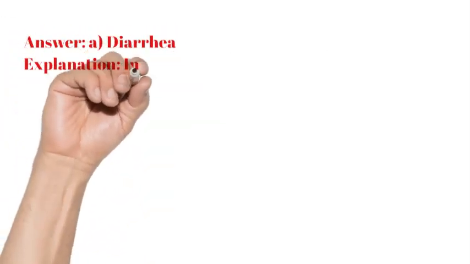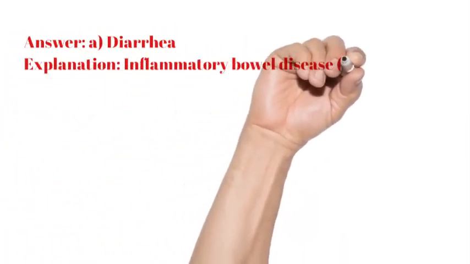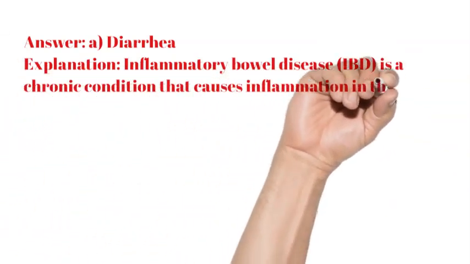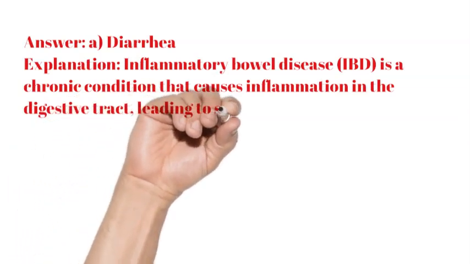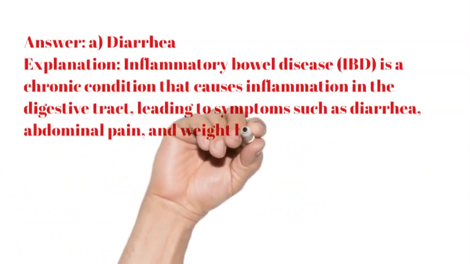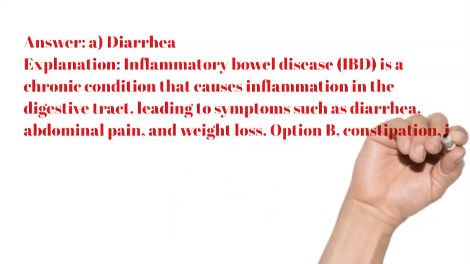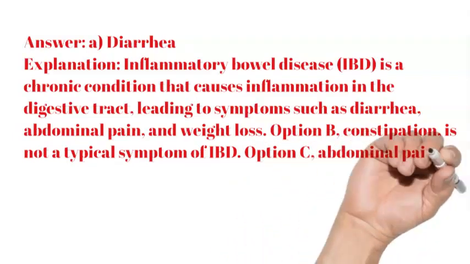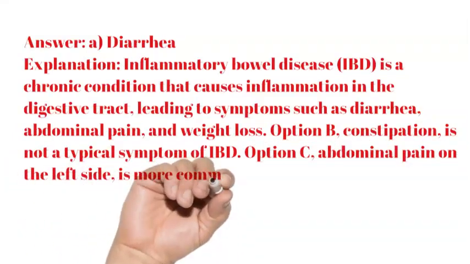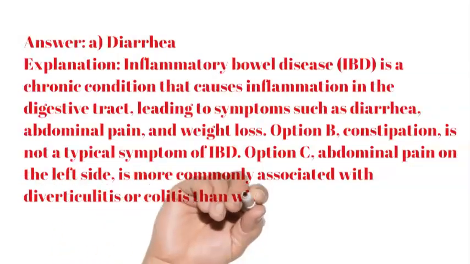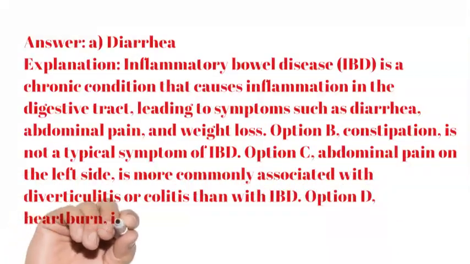Answer A. Diarrhea. Explanation: inflammatory bowel disease, IBD, is a chronic condition that causes inflammation in the digestive tract, leading to symptoms such as diarrhea, abdominal pain, and weight loss. Option B. Constipation is not a typical symptom of IBD. Option C. Abdominal pain on the left side is more commonly associated with diverticulitis or colitis than with IBD. Option D. Heartburn is not typically associated with IBD.